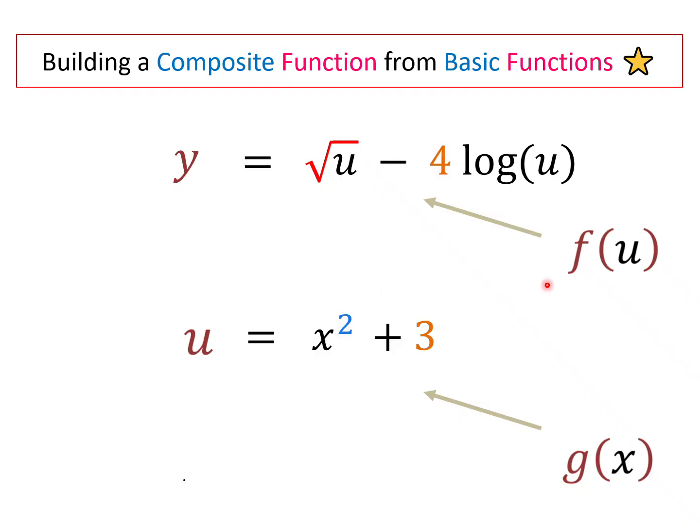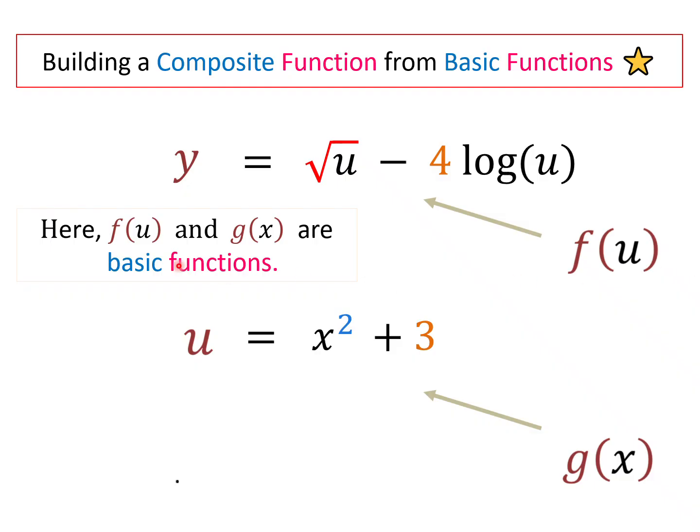And now after linking this, substituting g of x with u, this also linked to this y because y depends on u depends on x. So y indirectly depends on x. This is called composite function because we are getting this y function, basic function from these two functions. This we'll see next, how we are getting this.